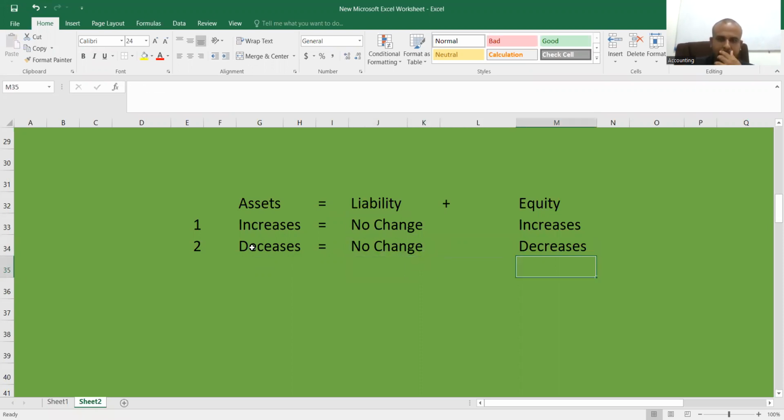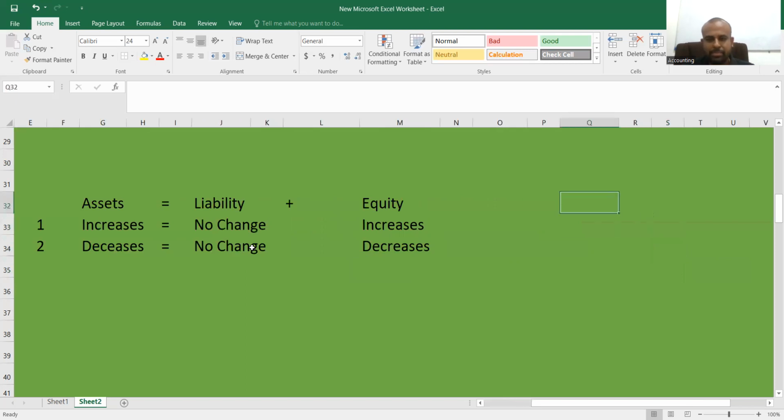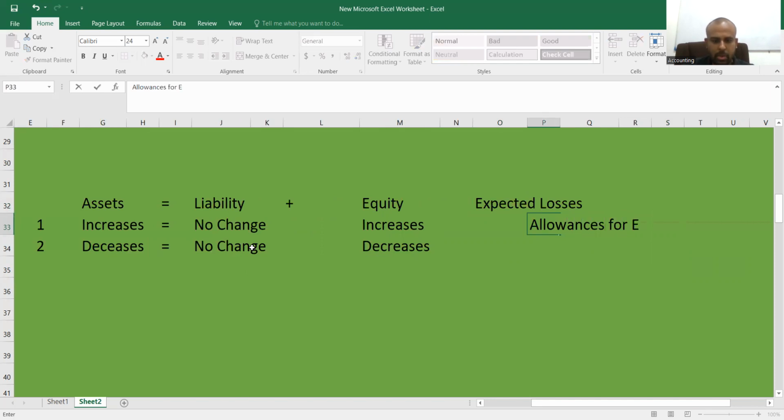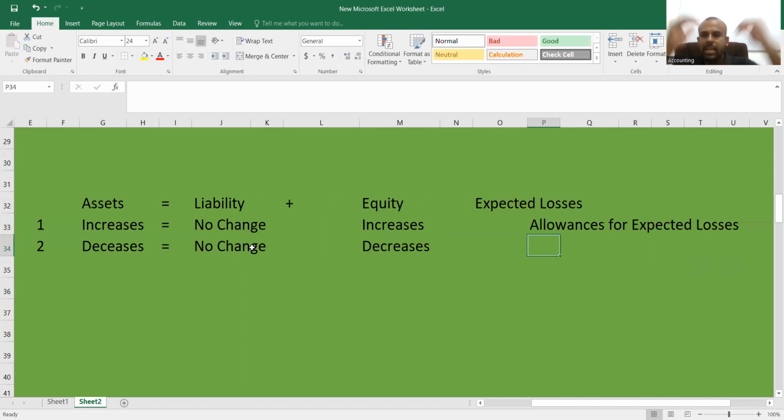Then make a double entry. What is the double entry? Expected losses account debit, allowances for expected losses credit. If you make any allowance against an asset, it will be reduced from both assets and the equity. It is an expenditure.